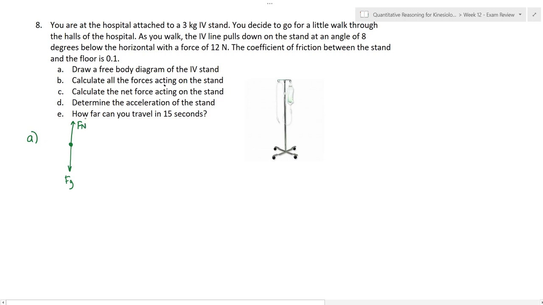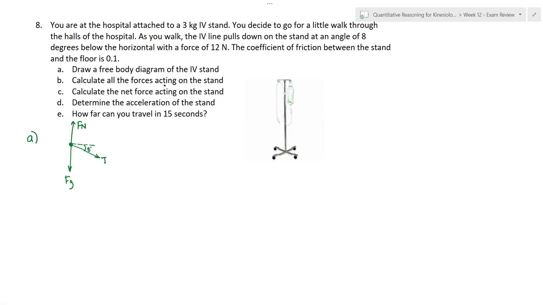It also says that the IV line is similar to a rope or a string, pulling down on the stand at an angle of 8 degrees below the horizontal. So that would imply that there's a tension force here, at an angle of 8 degrees below the horizontal, pointing downwards. And then there's also friction.